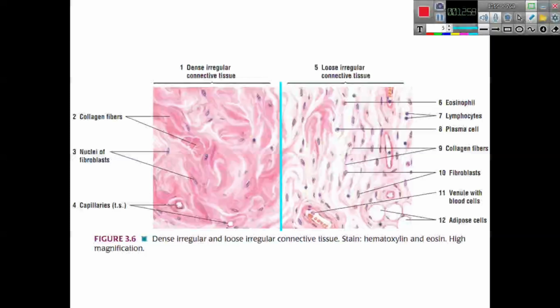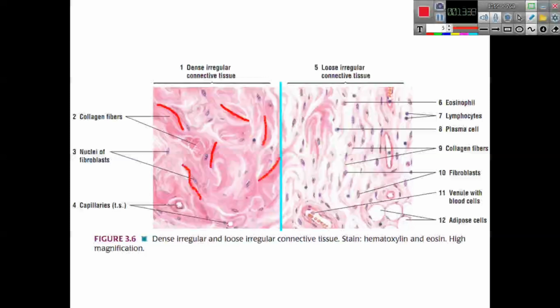And the directions of the fibers, for example, here is something like this. This part is in this direction, this part is in this direction, here we have this direction, and again. So we have the fibers in different orientations, in different directions. It means we have a dense, irregular connective tissue.